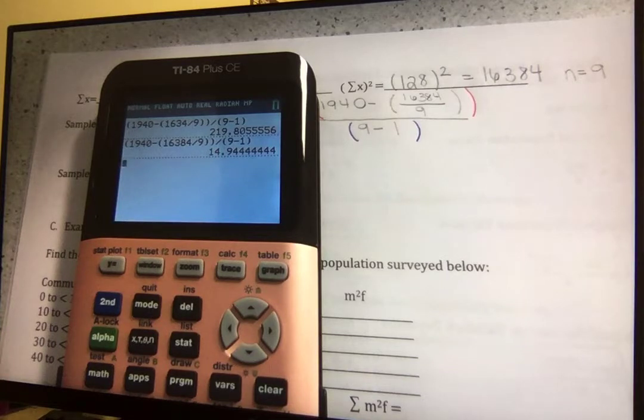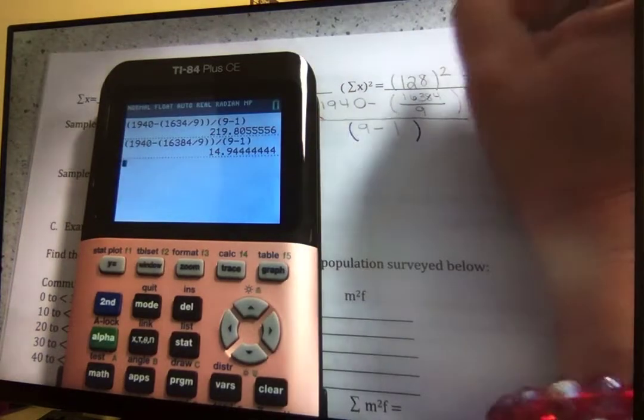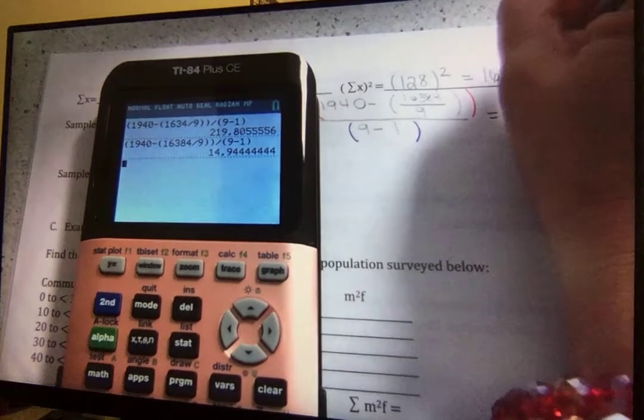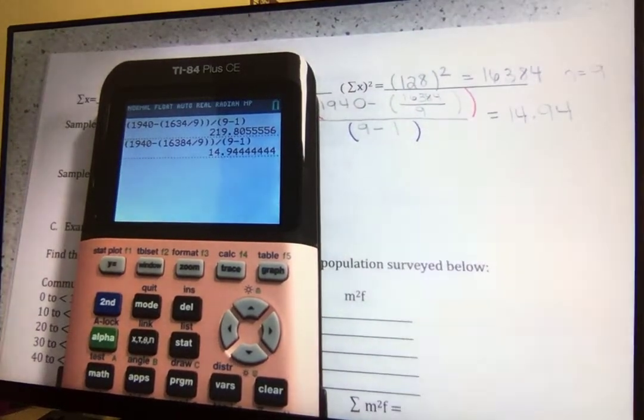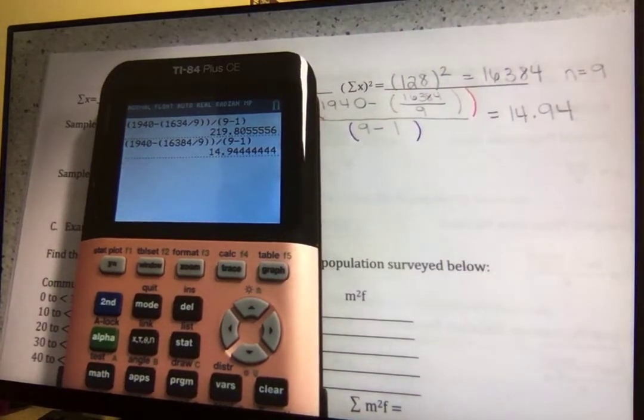So instead of having to rewrite that whole thing, I can just go back, pull up whatever I entered, and then insert the missing number. So now my answer was 14.94. In Wiley Plus and on the test, it'll tell you how to round.